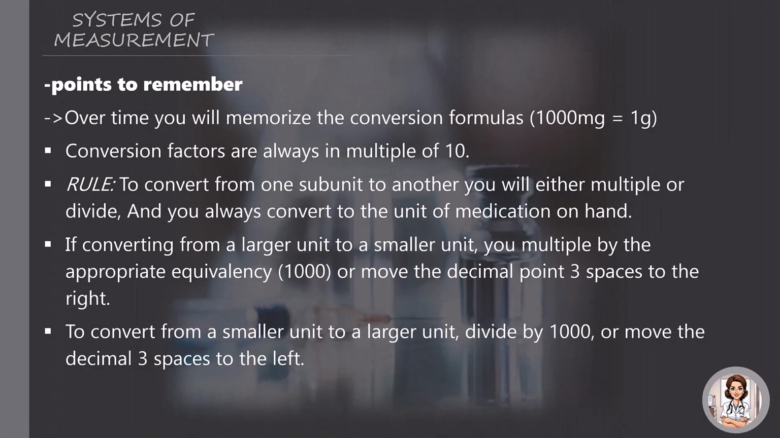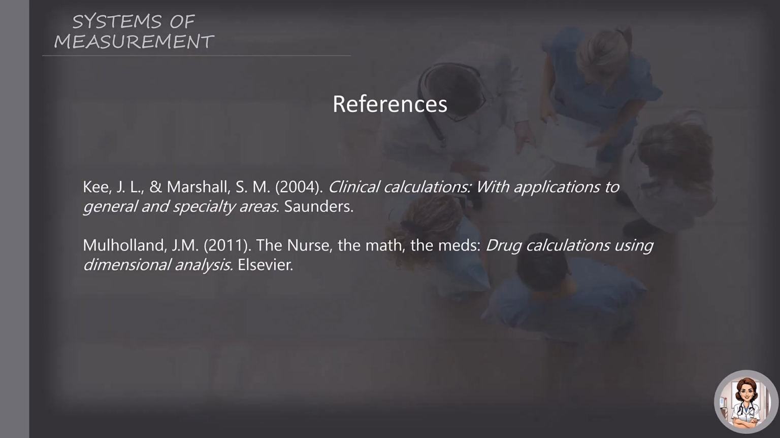Conversion factors are always in multiples of 10. To convert from one subunit to another, you will either multiply or divide. If you're converting from a larger unit to a smaller unit, you multiply by the appropriate equivalency, or you move the decimal point 3 spaces to the right. To convert from a smaller unit to a larger unit, divide by 1,000, or move the decimal point 3 spaces to the left. Many students do struggle with their dosage calculations while in nursing school, but it does get much easier in time and with practice.